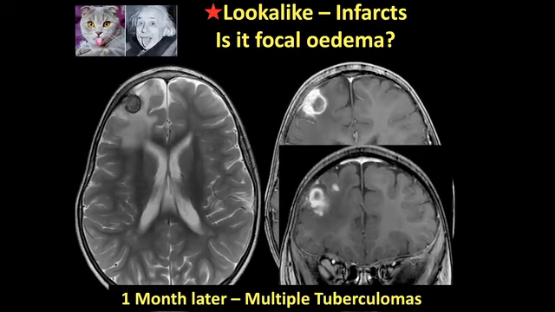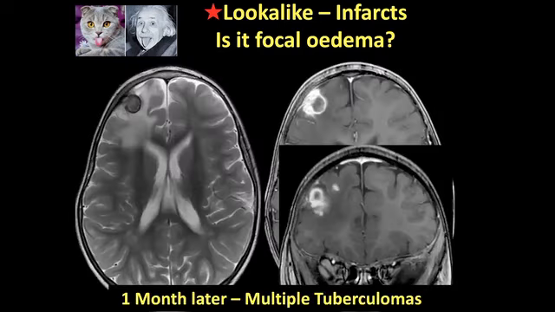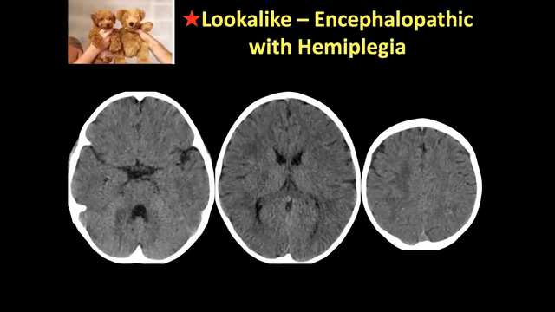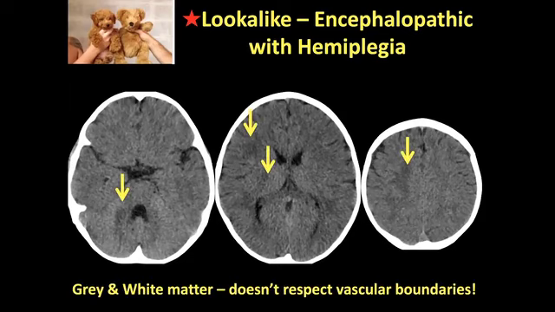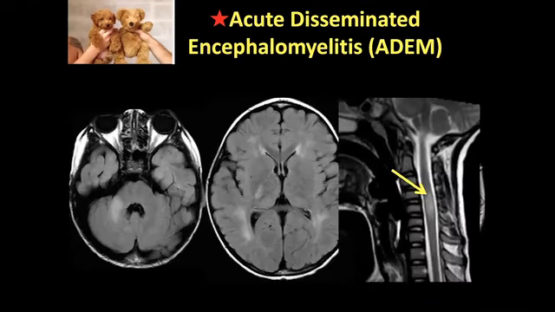So when the immune response was then mounted to the TB, we were now able to see the tuberculoma. When you see that focal edema, I'm sure in your setting, a lot of you in higher income countries, you would go straight to MR, but sometimes we don't, and we get surprises. Just remember that lookalike in patients that are encephalopathic with hemiplegia, we've already alluded to it in the basal ganglia, but when we see gray and white matter abnormalities that don't respect vascular boundaries, and often with cord involvement, we need to consider acute disseminated encephalomyelitis.